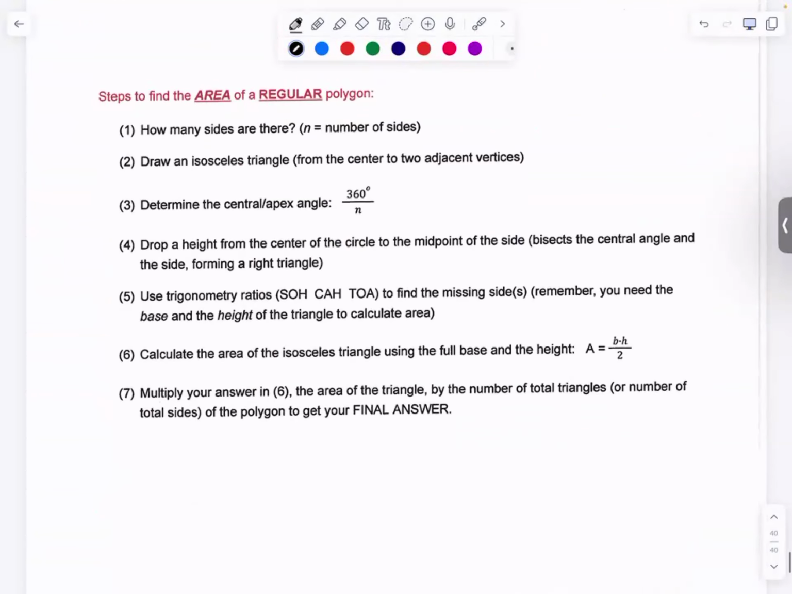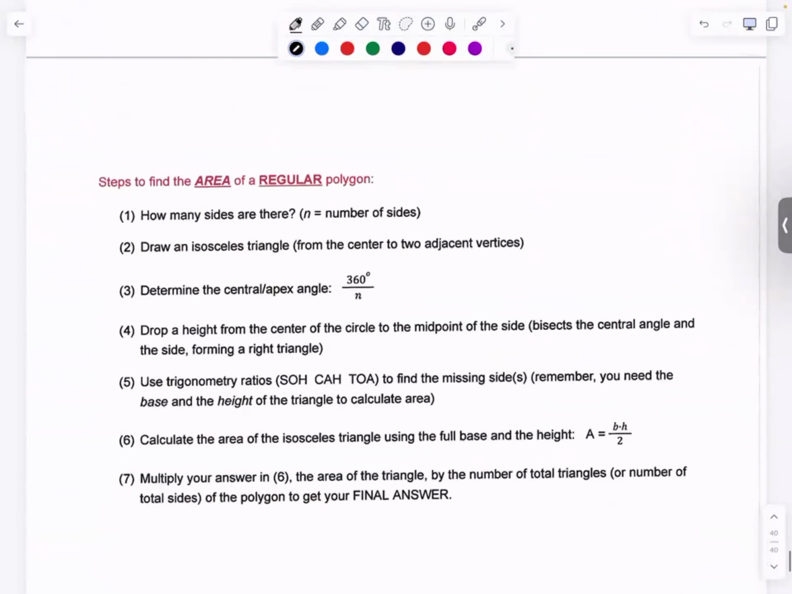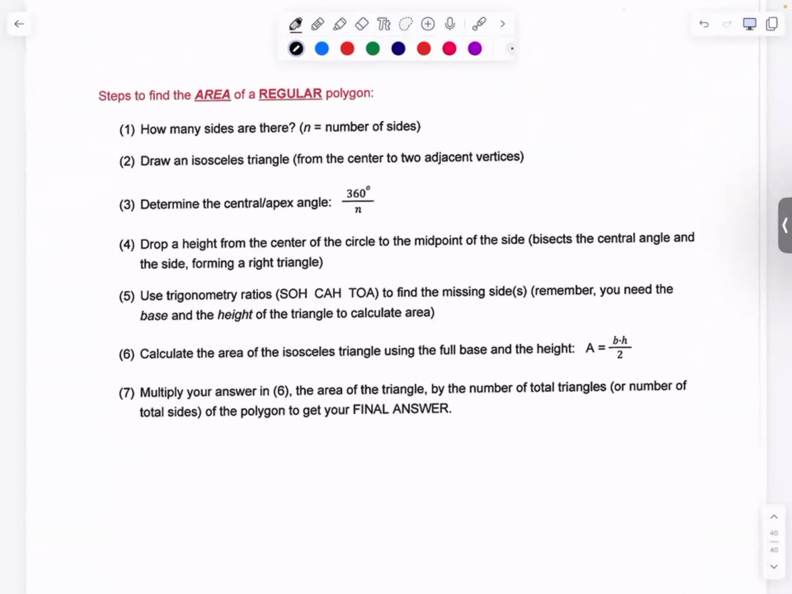Okay, so find the area of a regular polygon. Questions on the table? We're okay with this? We're good? All right. For the area of a regular polygon, in general, what we want to do is figure out how many sides you got, draw the triangle, figure out the central angle, and drop the altitude. By the way, I haven't used this term yet, and I'm going to talk about it when we go through the details of the test. The height is called the apothem.